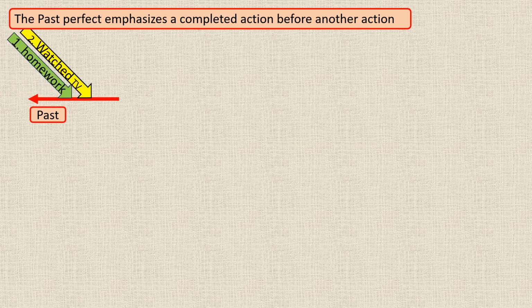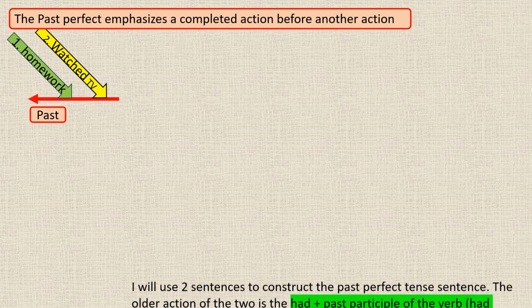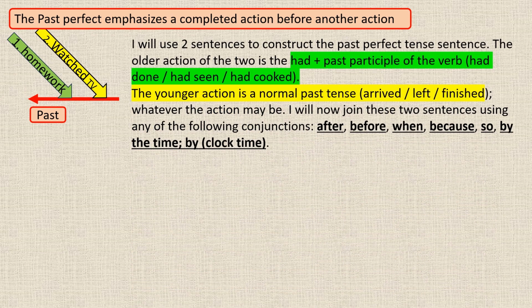The past perfect emphasizes a completed action before another action. We are continuing. There's my timeline with the past indicated to the left. My number one action was homework done. My number two action is watched television. So let's take a comment first. I will use two sentences to construct the past perfect tense sentence.